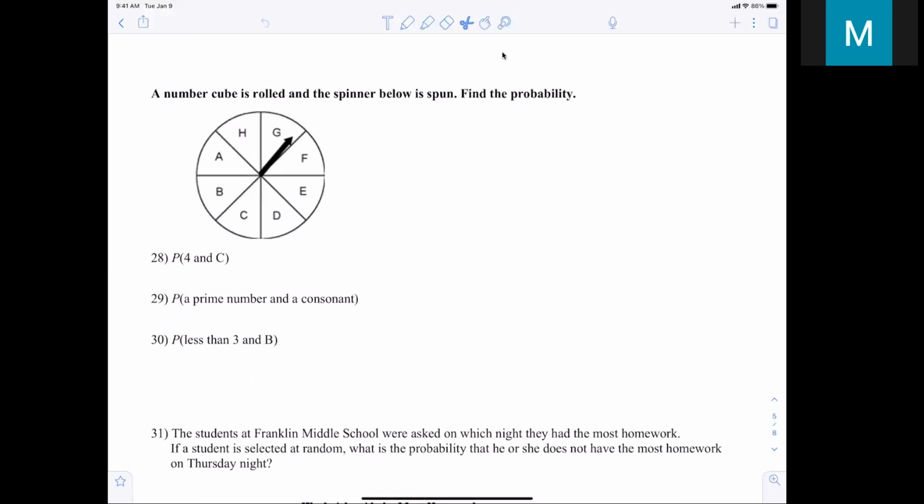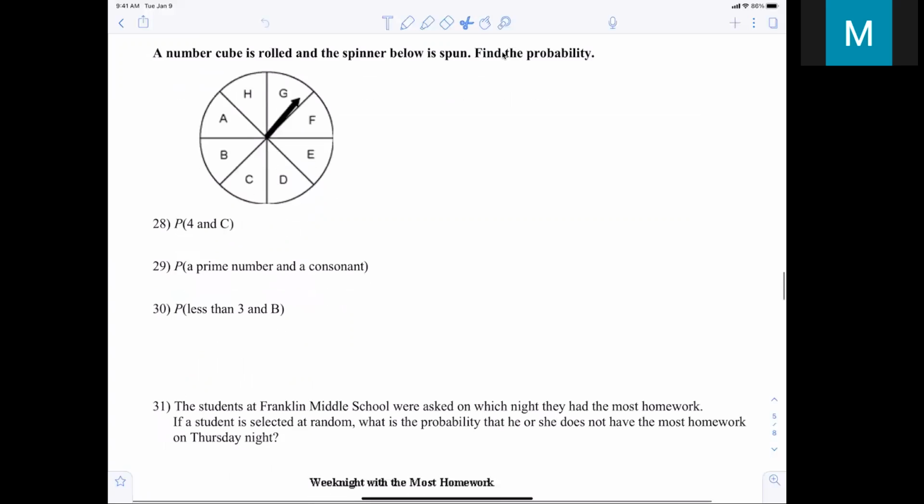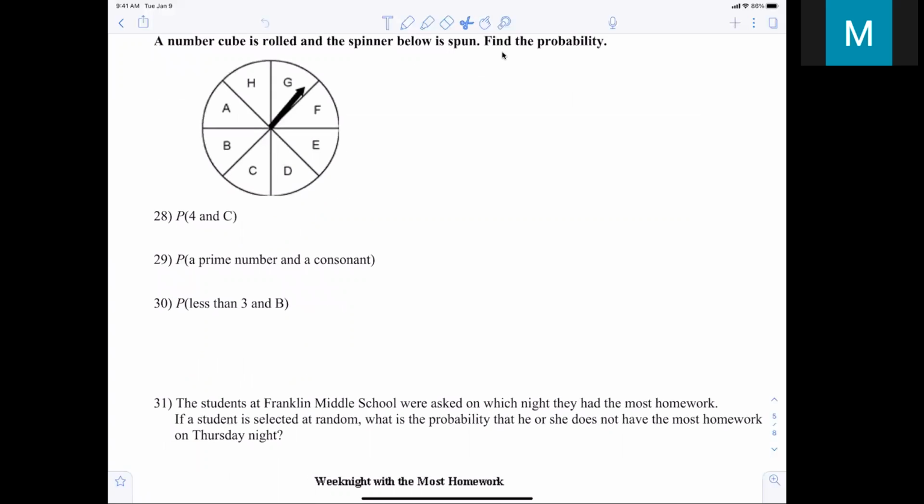So, you know, what is it? 1 out of 6, and then 1 out of 8.